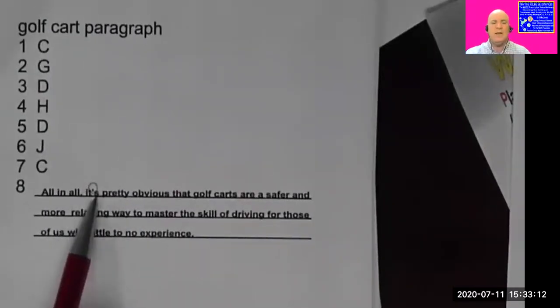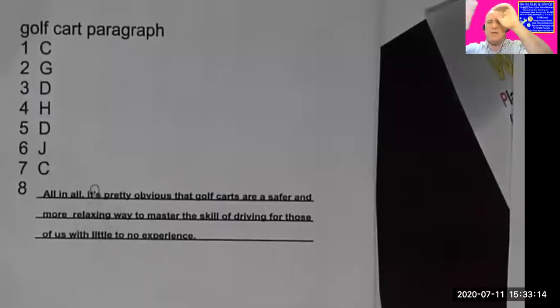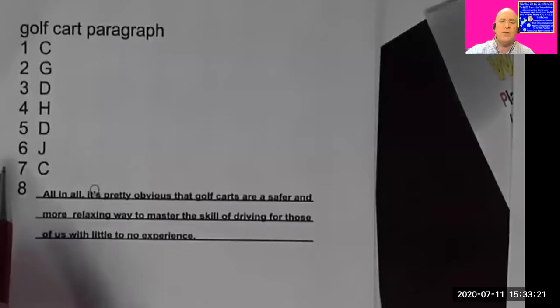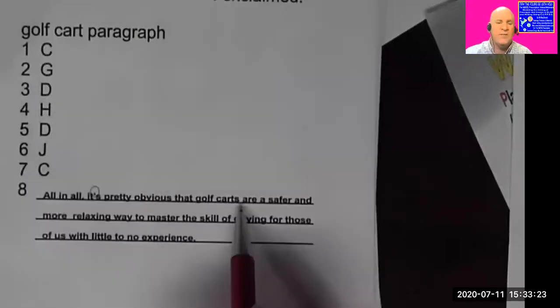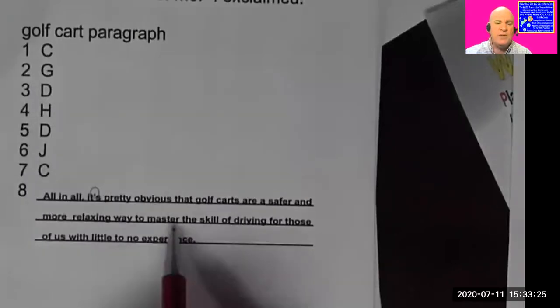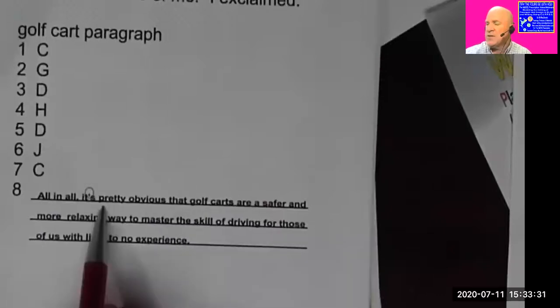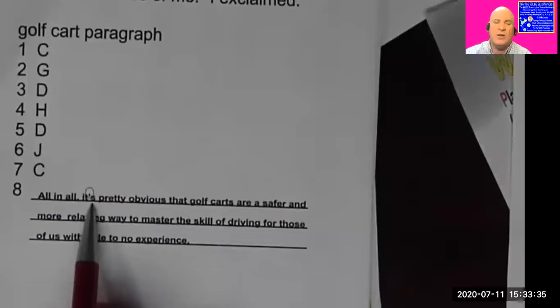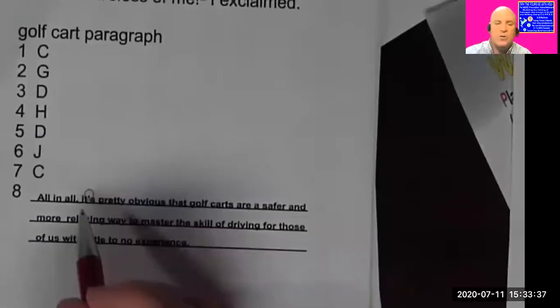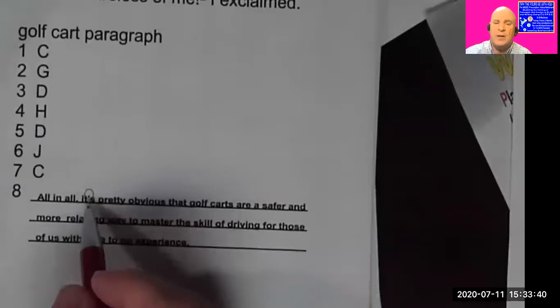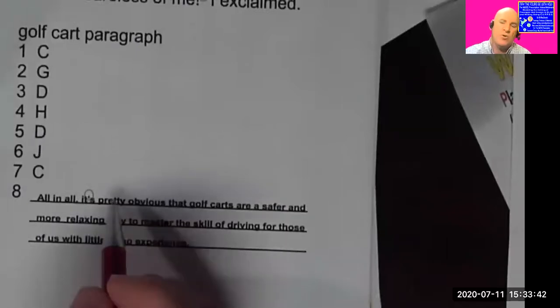Capital, it's, apostrophe S, it is pretty obvious that golf carts are a safer and more relaxing way to master the skill of driving for those of us with little to no experience. So that's the correct way to write that sentence. If you want to save time, you just want to check your kids understand the skill, then they can just write the word correctly and then just make them write a short sentence.